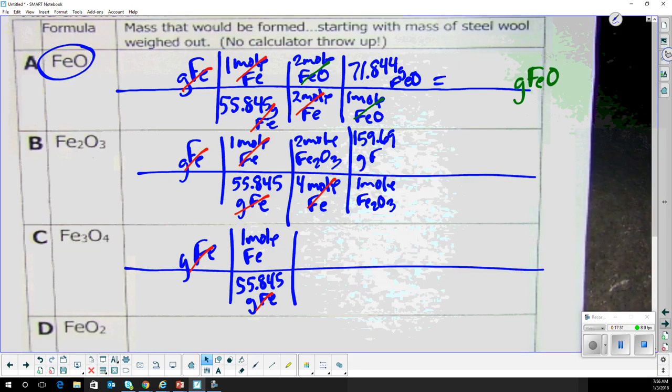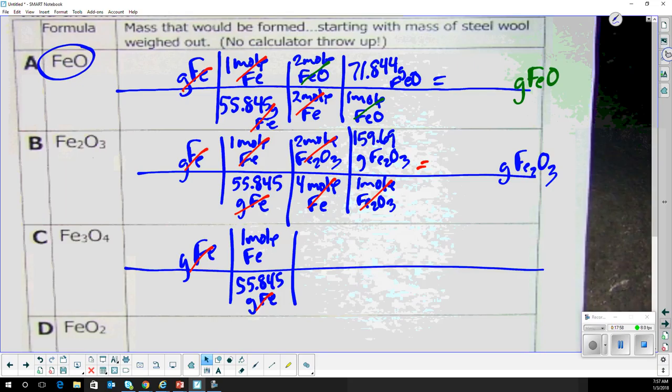Remember what we did next? 1 mole on the bottom. Good. And where am I going to get what I put on the top? I look back again right here, and there's that number I need to put on the top. So 159.69. Help me remember that. 159.69. You knew I was going to forget when I got to that, didn't you?